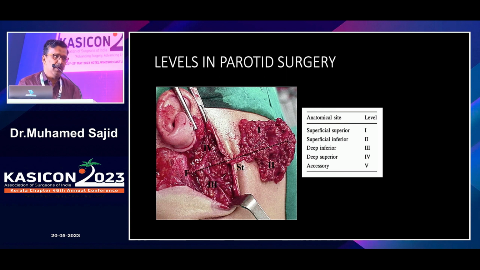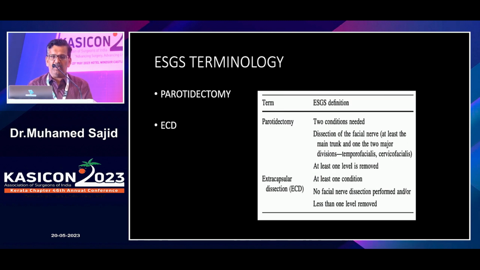So level 1 would be the part of the gland related to the superficial, to the superior division of the facial nerve. Likewise, level 2 is related to the inferior division, and also the deeper divisions are divided into level 3 and level 4. The accessory parotid gland has been given a separate classification as level 5. So based on this, the concept of extracapsular dissection as well as parotidectomy was brought in.